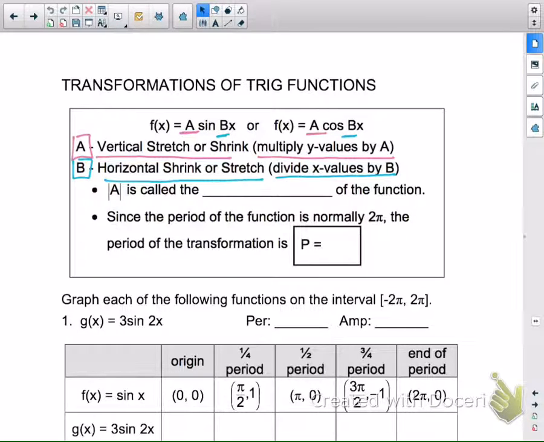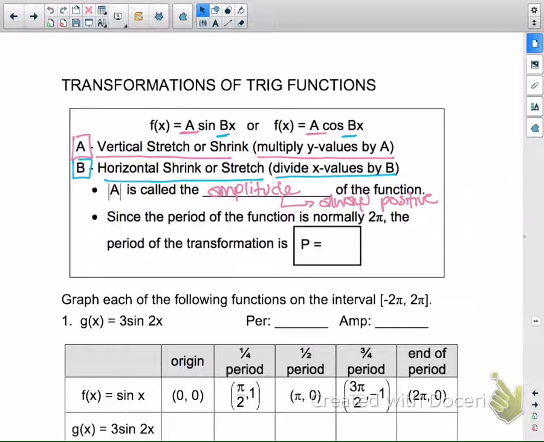The A is called the amplitude of the function. But one thing to notice, it doesn't just say A. What do those bars mean? On the outside? The absolute value. In other words, amplitude is always positive. We're going to use the A value itself to multiply the y's. Whether it's positive or negative, we'll use whatever the A value is. But when you tell me the amplitude, it is always positive.